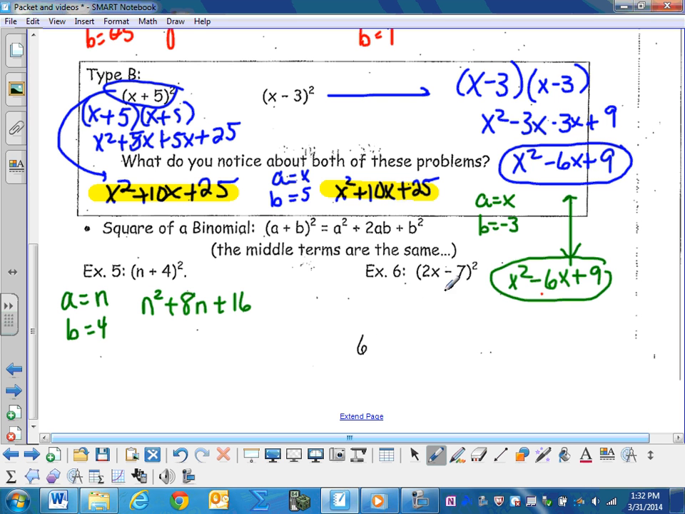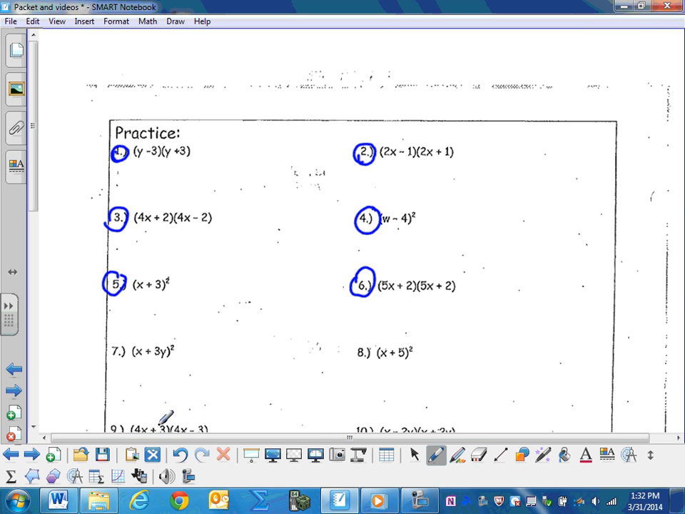Example 6, 2x minus 7 squared. A equals 2x, and b equals negative 7. So a squared, 2x squared, is 4x squared. Then we take 2 times a times b. So negative 7 times 2x is negative 14x, times 2 is negative 28x. And then we square b. Negative 7 times negative 7 is plus 49. So go ahead and try 1 through 6.